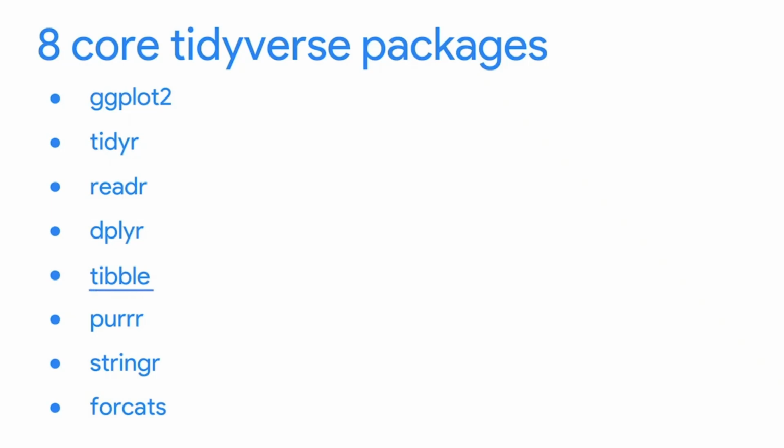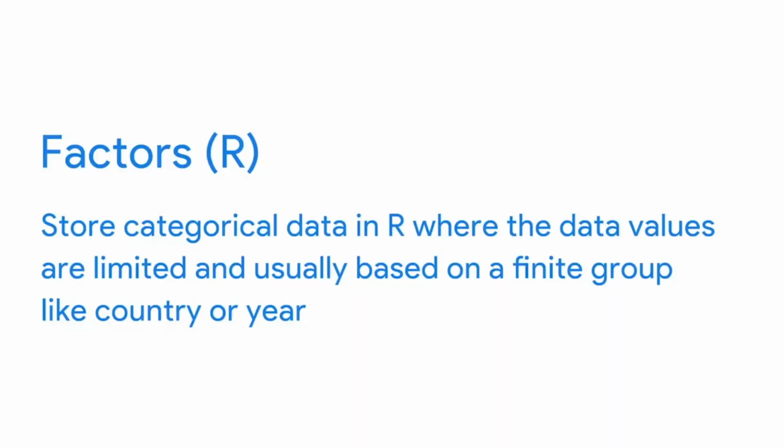Tibble works with data frames. Purrr works with functions and vectors, helping make your code easier to write and more expressive. stringr includes functions that make it easier to work with strings. Forcats provides tools that solve common problems with factors. As a quick reminder, factors store categorical data in R, where the data values are limited and usually based on a finite group like country or year.